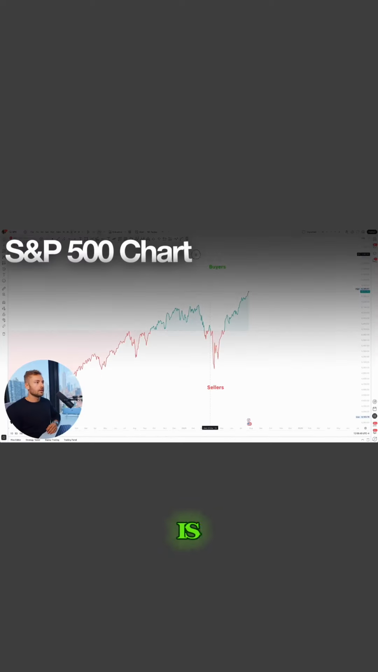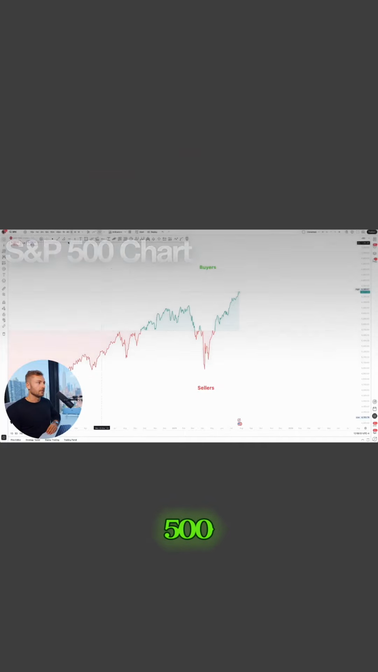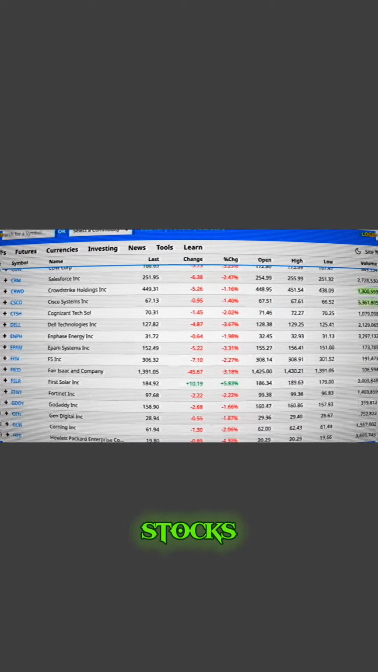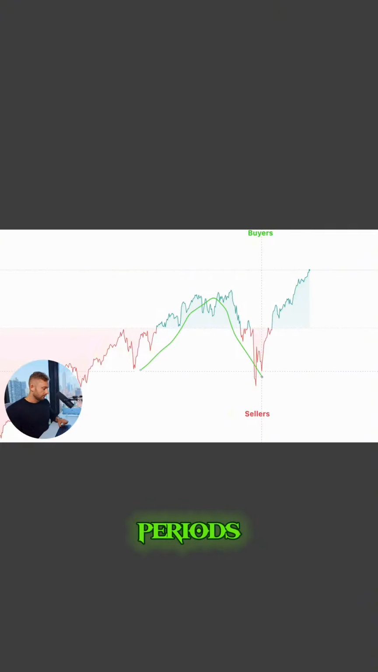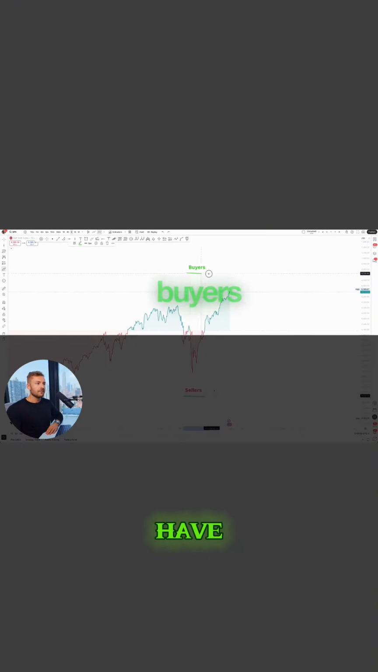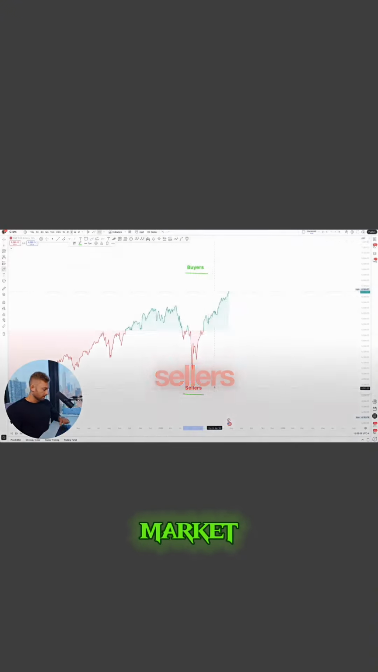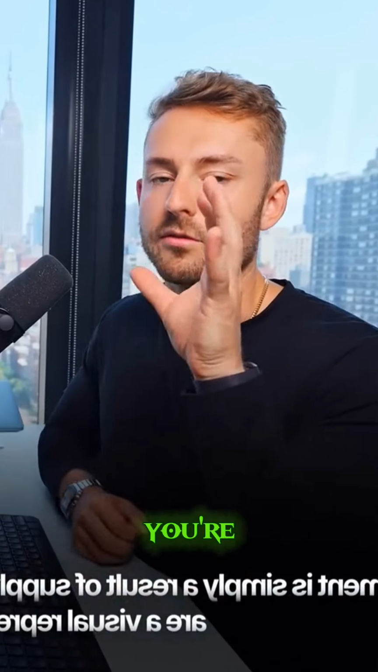What we're looking at here is a simple chart of the S&P 500. This is basically the top 500 tech stocks in the US stock market. So you'll see the market is moving up and moving down at different periods. This is because along this process, we have buyers and we have sellers in the market. This price movement is simply a result of supply and demand in the market, and what you're seeing is a visual representation of that in chart form.